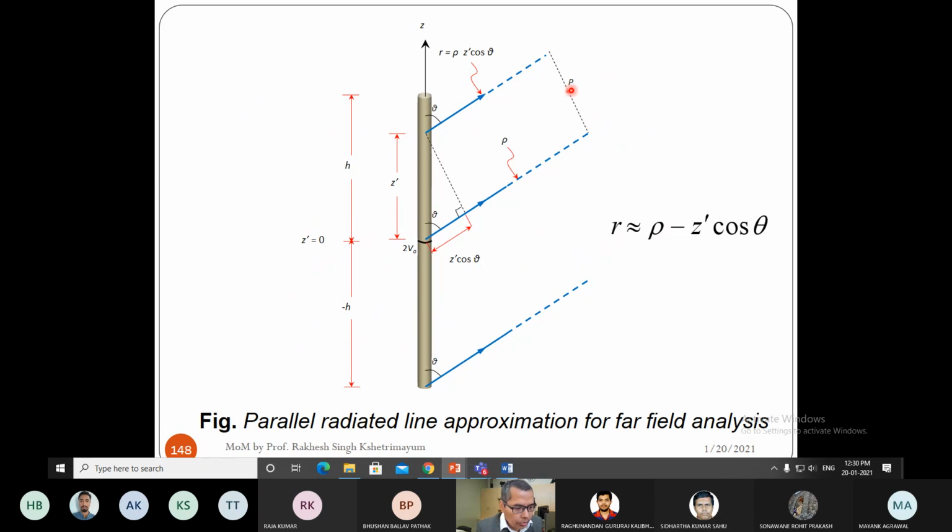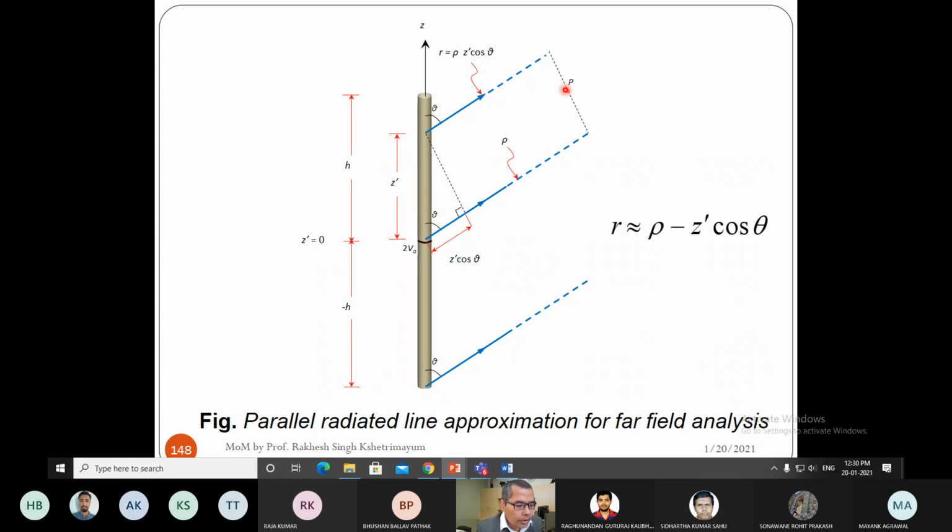Let's say P is the observation point here. I have noticed that there's some delay in the recorded version. So this is the point P here. This is the observation point, and this is in the far field of the dipole antenna. So this is the dipole antenna. We are considering the radiated field in the far field of this dipole antenna.